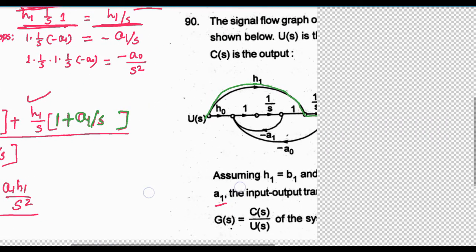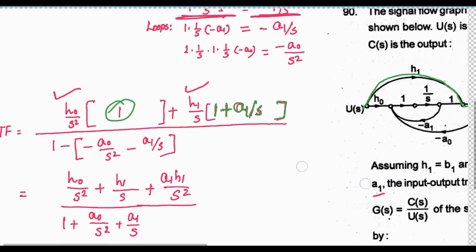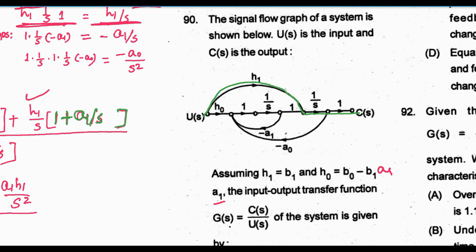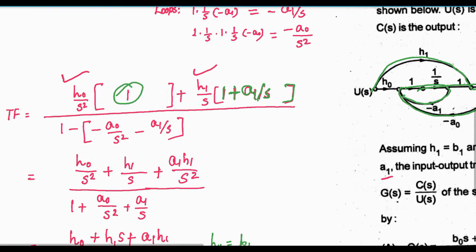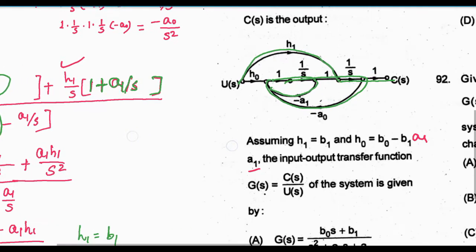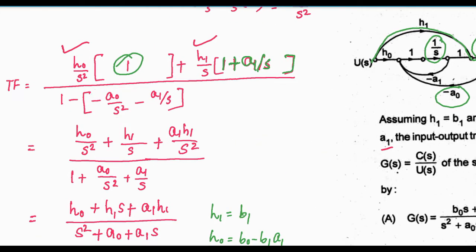Then what are the loops? 1 minus of the loops, all the loops, single loops. Here is one loop and here is another loop. So here are two loops, and there is no non-touching loop. So this will be minus A0 by S square. Why? A0 here, S square: here is 1 by S into 1 by S, so this will be S square.